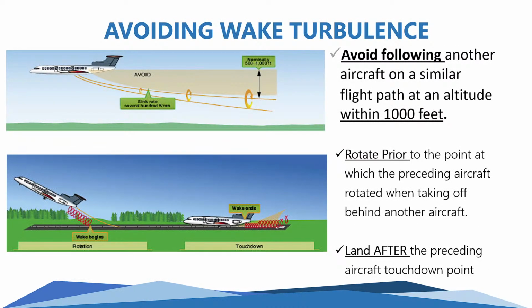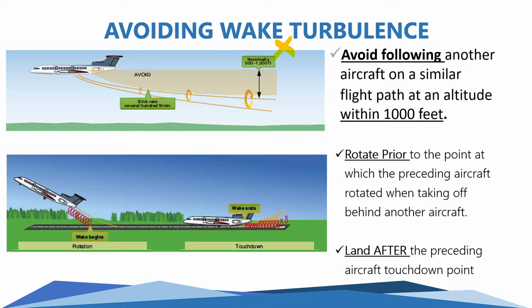Now, there's a couple different ways to avoid wake turbulence. Obviously, don't fly directly behind a large aircraft. And with that, the wake turbulence in normal conditions will generally sink about 500 to 1,000 feet per minute, and obviously you want to avoid that area. If you're going to follow something like that, you want to be in a position a bit higher than that aircraft to avoid that area.